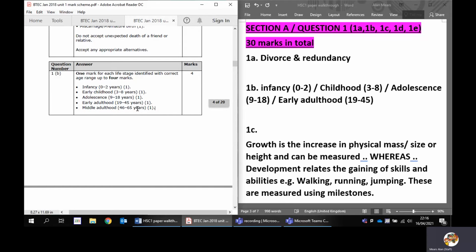So that's absolutely fine. We could have had, obviously, if we'd left middle adulthood on there, which would have been 5 points, we wouldn't have picked up an extra mark. They wouldn't have given us 5 marks for 5 bullet points. It would have just meant we would have just got the 4 marks. That's it.